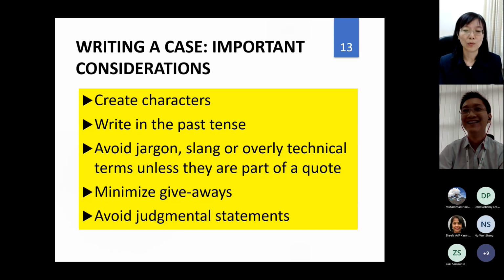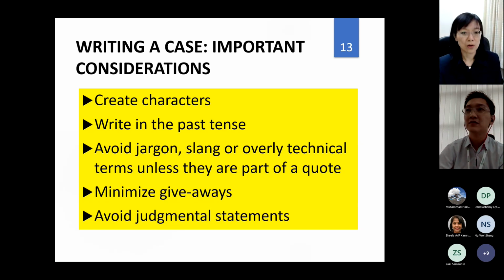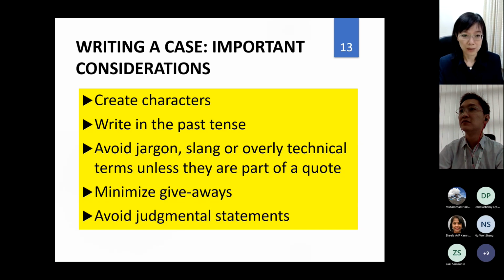No, you still have to write what you obtained based on the interviews. Okay, and write it in a very neutral way, and the case should not be written in a biased way that will influence the readers to come to that conclusion. Okay, so those are some of the elements when you're writing a case.